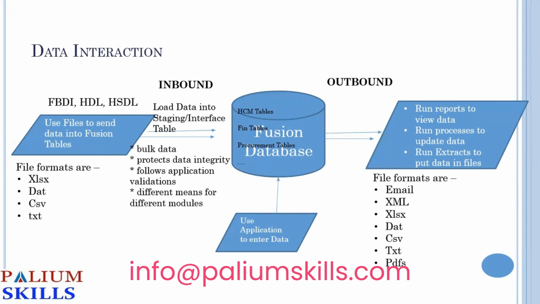When the data is coming into Fusion, we call it inbound. The file formats can be different, Excel, DAT, CSV, TXT, and so on. From that file, we load it into the interface, also called the staging table. Usually there's a huge amount of data, but it should protect the data integrity of the application tables. So you can't just load data from any source into the application tables.